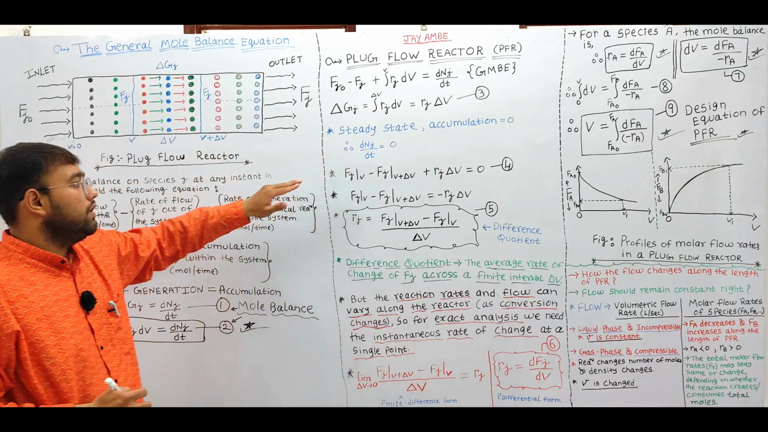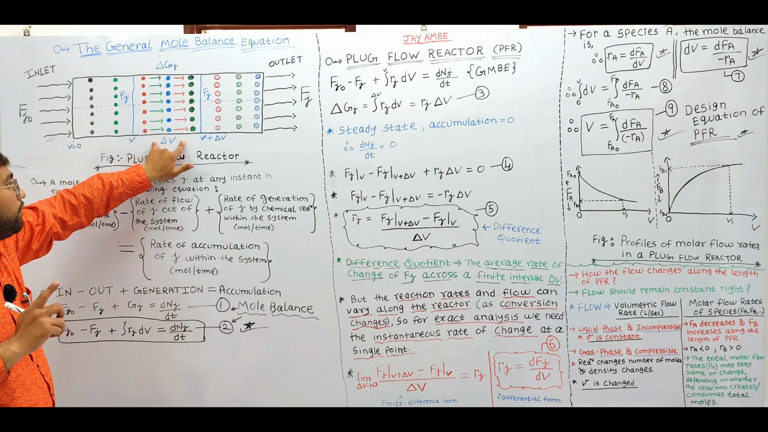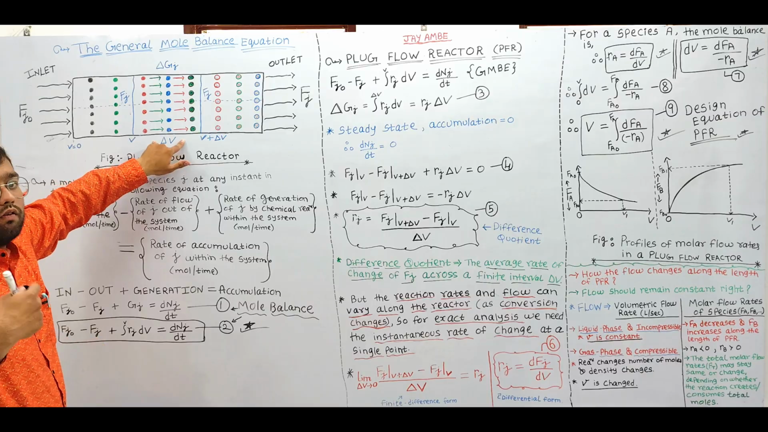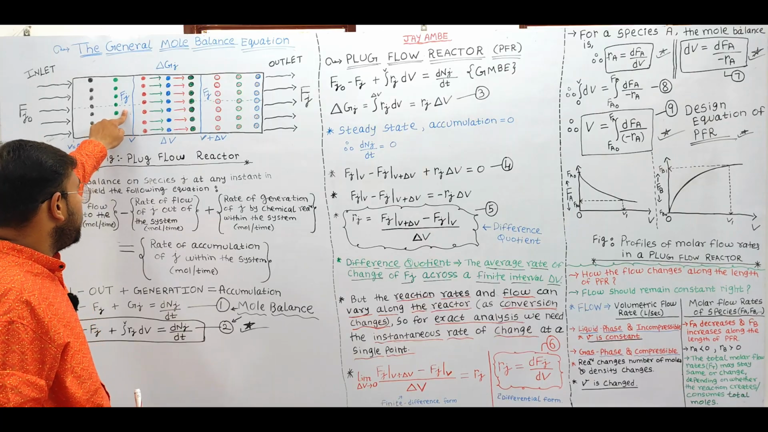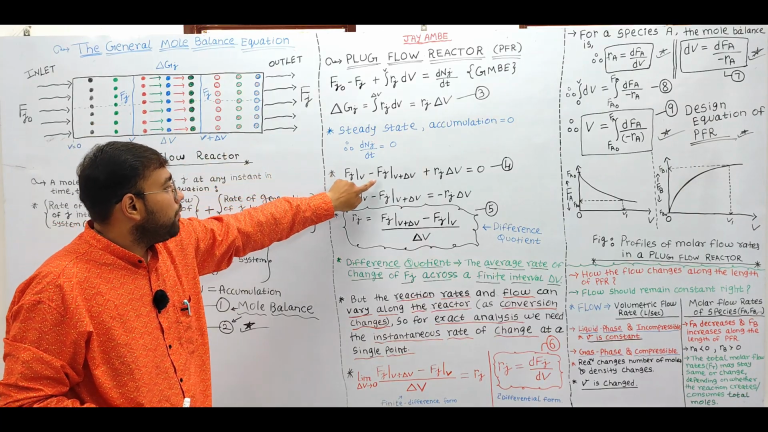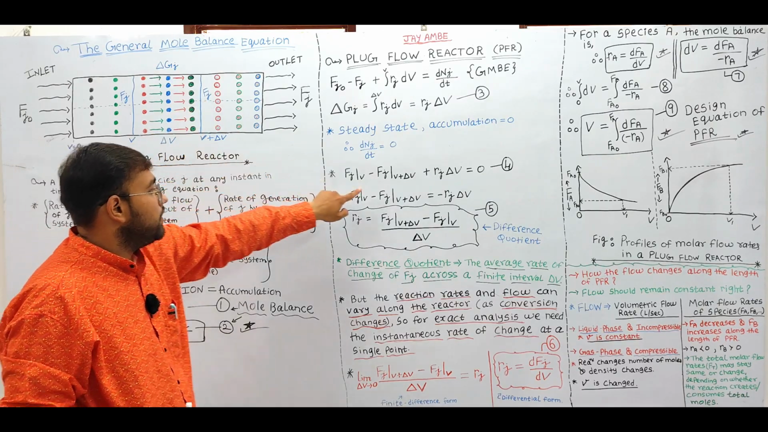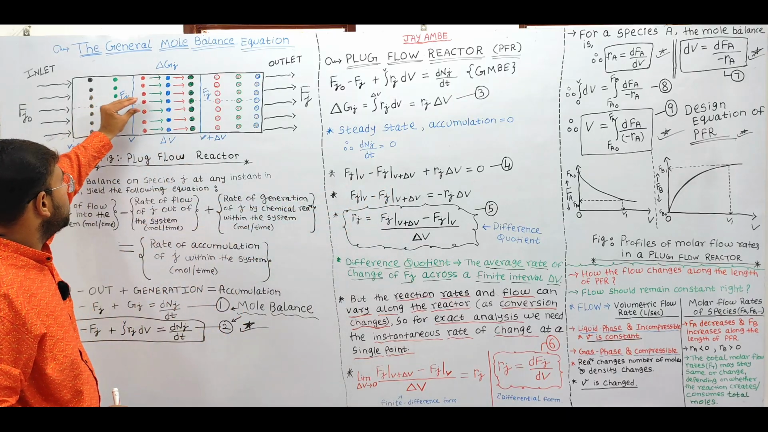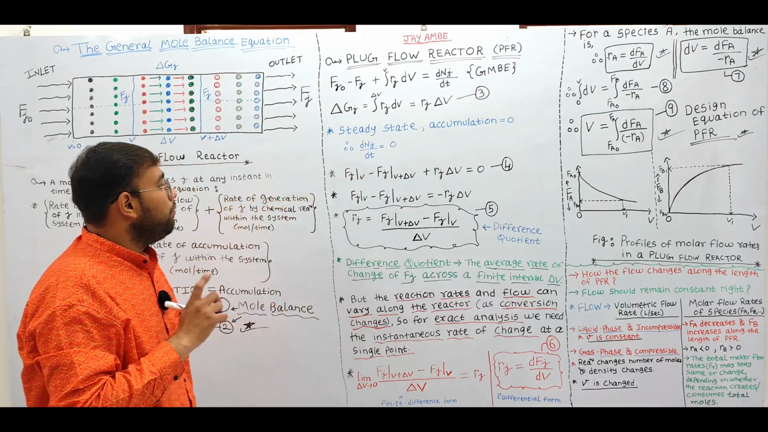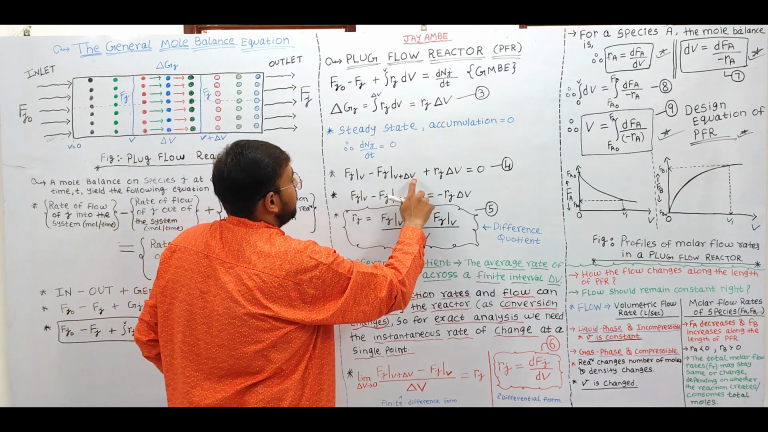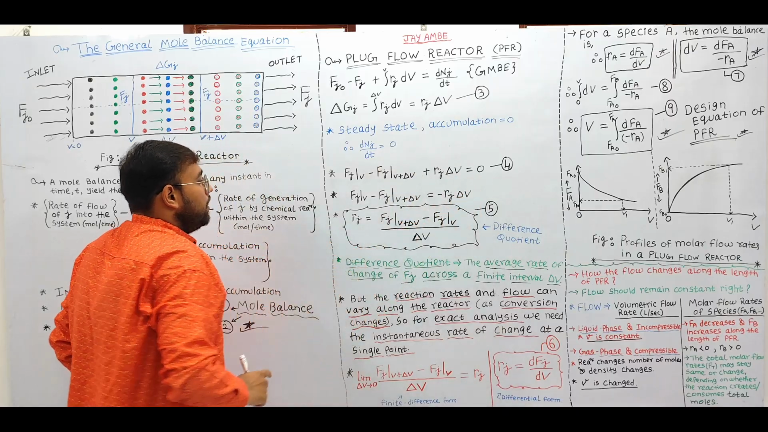In this infinitely small delta V volume we'll have a uniform rate of generation, a uniform rate of formation, due to which the molar flow rate Fj at position V is the inlet, minus the molar flow rate Fj at the position of V plus delta V, which is the outlet flow rate. From here is the inlet and here is the outlet. So we are writing the inlet as Fj at position V minus Fj at position of V plus delta V, plus the generation term, is equal to the accumulation term. I hope you have understood.